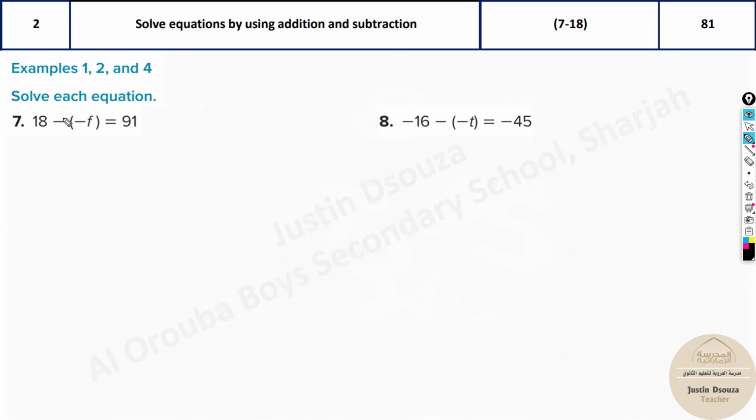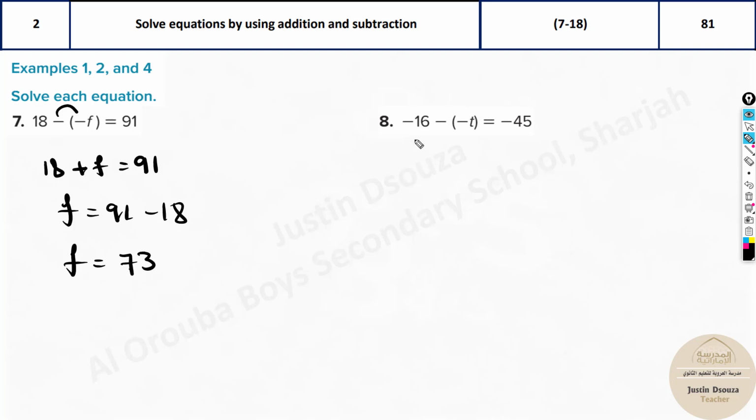Now here, minus and minus, it will be 18 plus f equals 91. You need to solve the equation for f. So take the 18 to the other side, it will be f equals 91 minus 18. F equals, just subtract 18, it will be 73. So this is the answer.